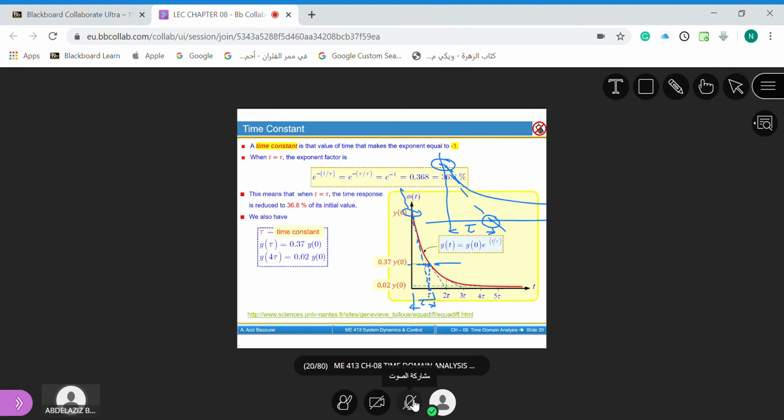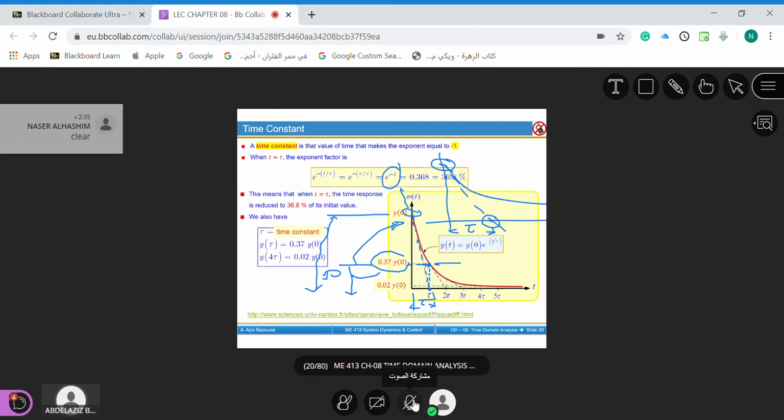This point corresponds to 37% of the original response. If the original response starts at y0, this represents 0.37 y0. If the total distance from here to here is y0, the distance from here to here will be simply 0.37 of y0. Is this clear, Shabab, how to find the value of tau? Take the exponent equal to -1, or draw a tangent line at the origin, and you will find your time constant.